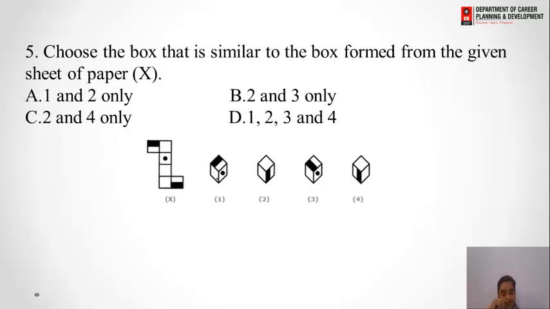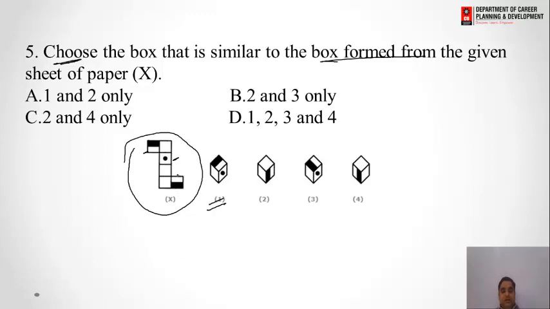Now question number 5. In this question number 5, choose the box that is similar to the box formed by a given sheet like paper X. If we fold this sheet, we have a cube. What cube is like that? So now we need to understand that here this circle is adjacent to this, where we have white on the side of this circle. So one could be the answer.